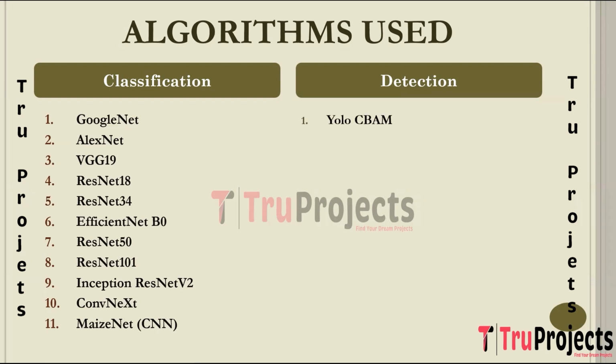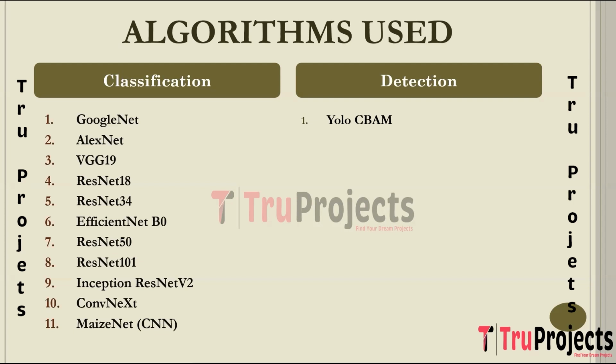For detection, we have used YOLO CBAM. YOLO is you only look once. CBAM is convolutional block attention module. YOLO is an object detection algorithm that divides the input image into a grid and predicts bounding boxes and class probabilities for each grid cell. YOLO CBAM incorporates the channel attention mechanism, which is CBAM, which focuses on important channels in the feature maps for better representation.